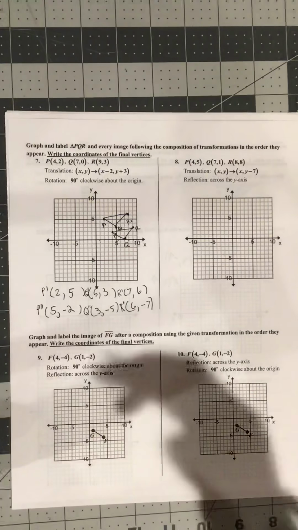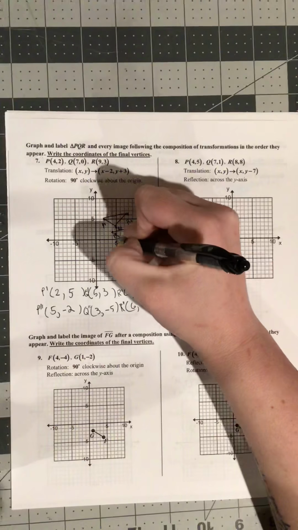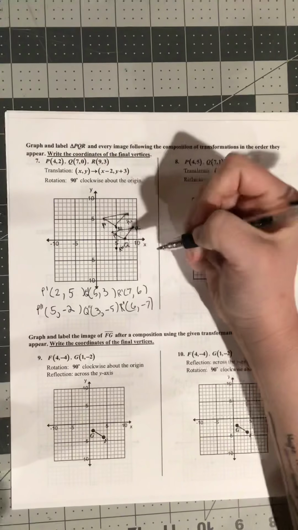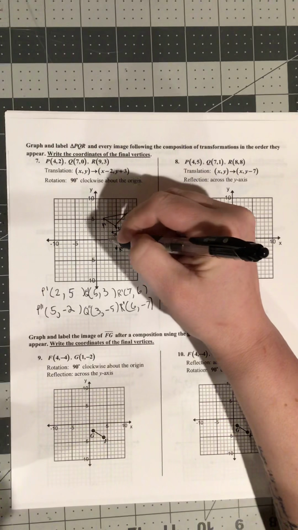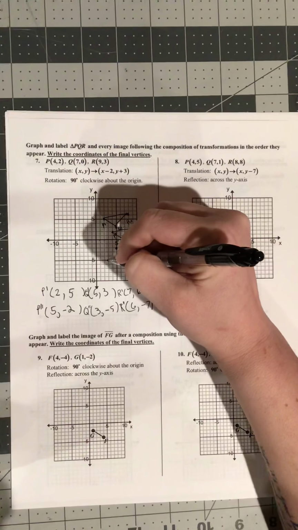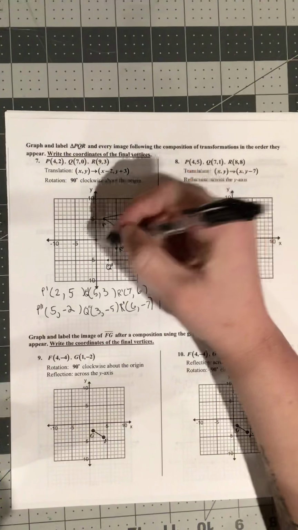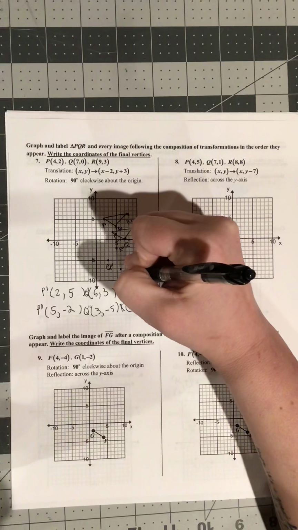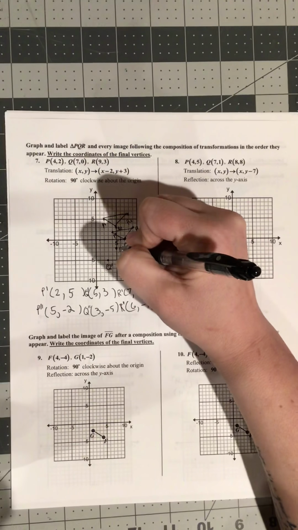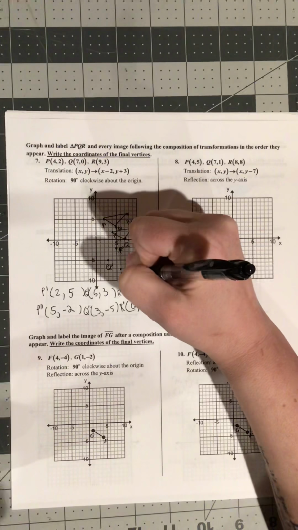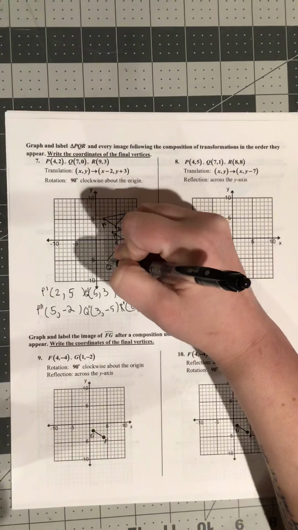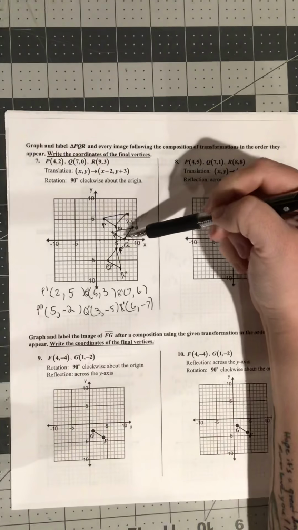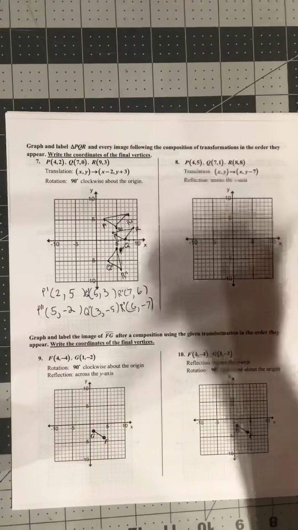Okay, now let's graph this dude. So go to 5, and then -2. Here's our R double prime. Go over to 3, down to -5, which is our Q double prime. Then go over to 6, and down to 7, which is our, no, this was P double prime. P double prime. This is R double prime. And first we have translated it, and then we rotated it.